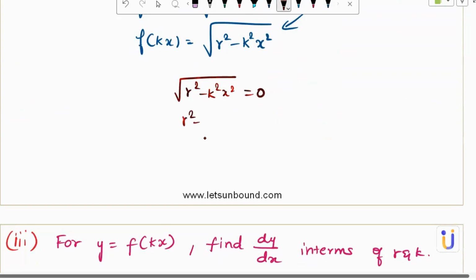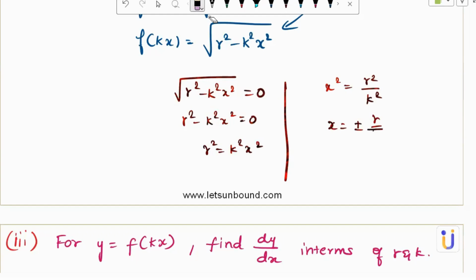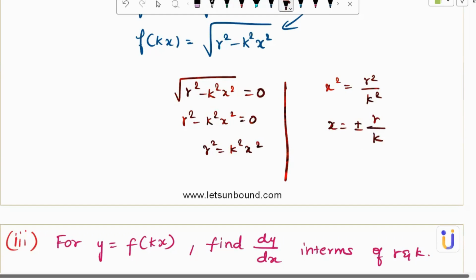So r square minus k square x square is 0. R square equals k square x square. X square is r square by k square. And x is equal to plus or minus r over k. Right, so these are my x-intercepts.